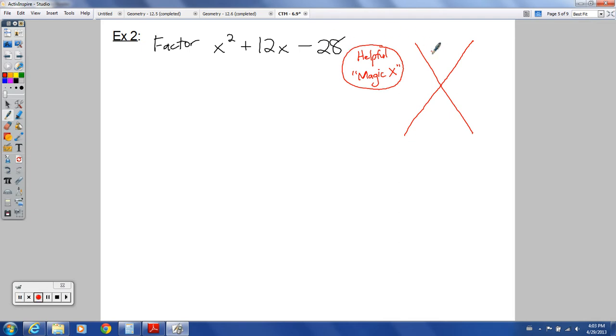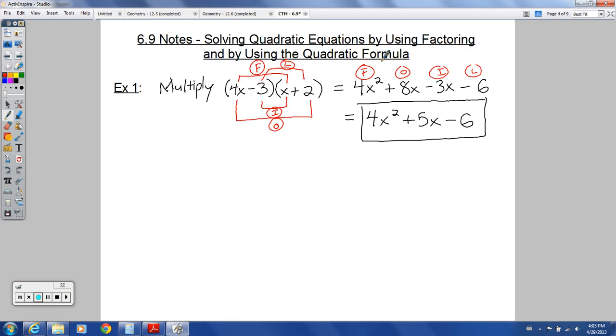You're going to put the last number right here, negative 28. You're going to put the middle coefficient down here, positive 12. So just the 12 goes down here. This number, the positive 12, represents the sum of the terms. When we FOIL, notice the outside and inside, we're going to put those together, and we're going to get 5x in this case.